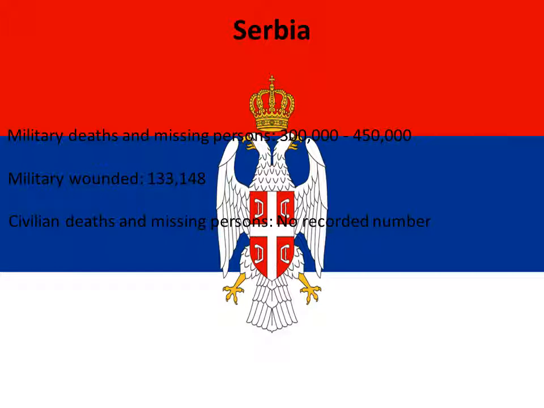Serbia. Military deaths and missing persons number at 300,000 to 450,000. Military wounded is numbered at 133,148. Civilian deaths and missing persons have no recorded number.